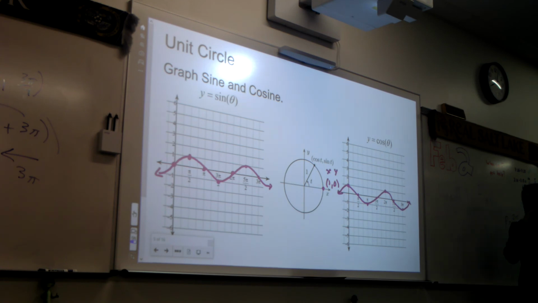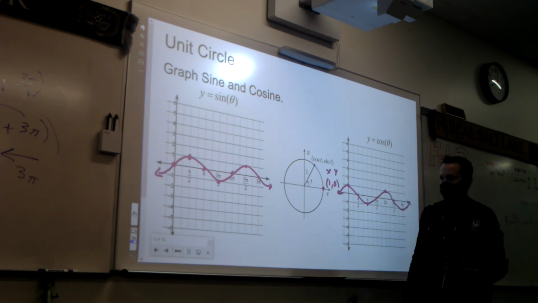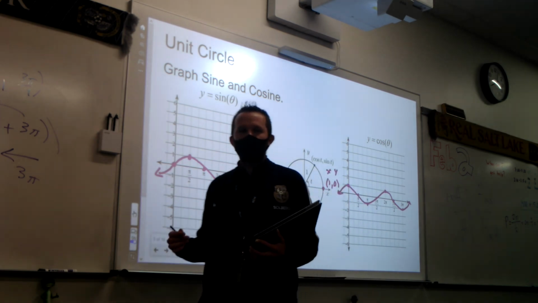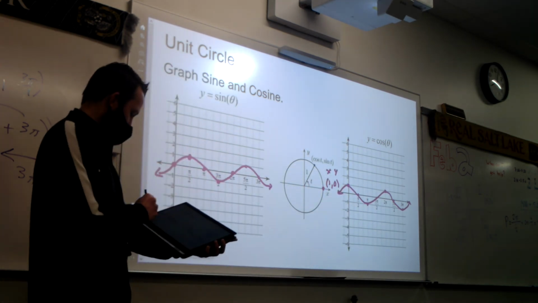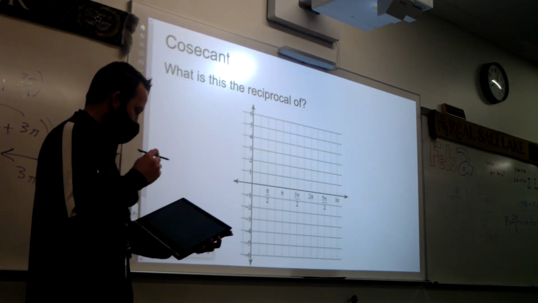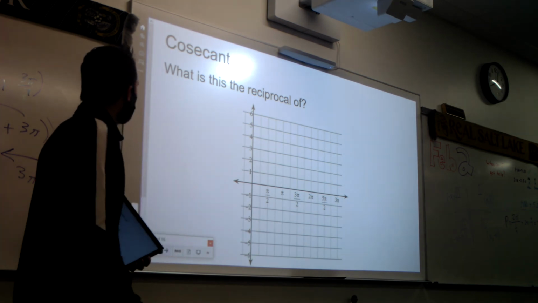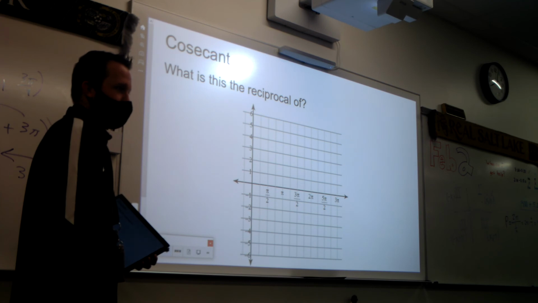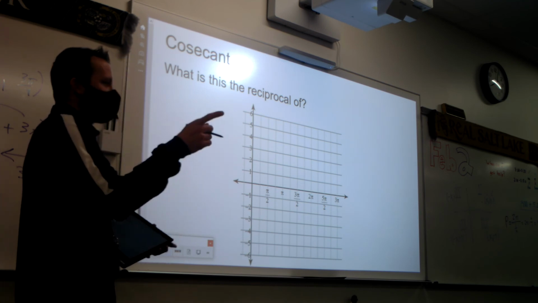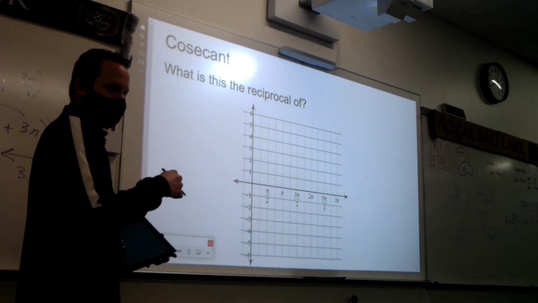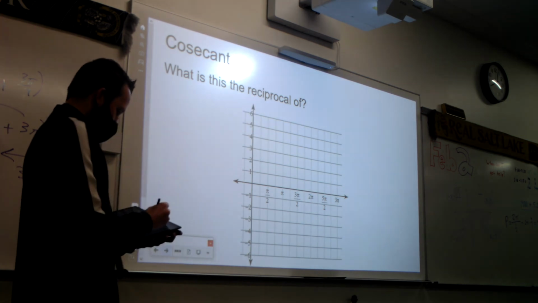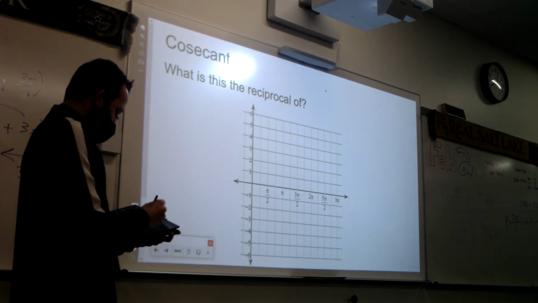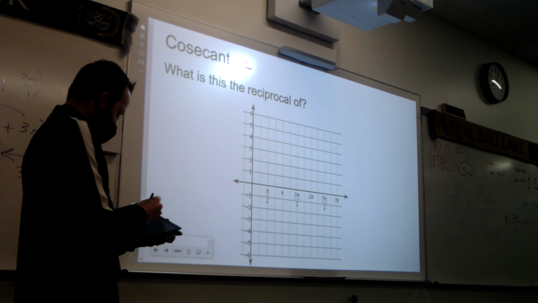Now, you guys have done a lot of work with this. You need to have those memorized. What we're going to do is use these to help us get our 4 other parent functions, okay? So let's start with cosecant. What is cosecant the reciprocal of? Sine. Now, do me a favor, I need you to get out your unit circle as well, if you don't have that out already. So let's think of this. Cosecant is the reciprocal of sine, 1 over sine.